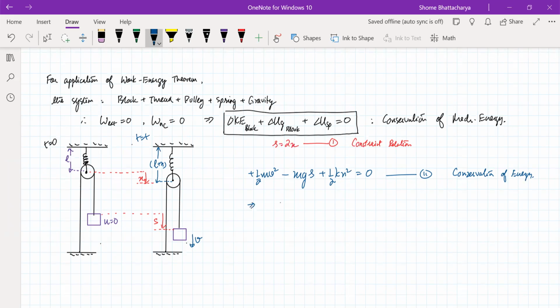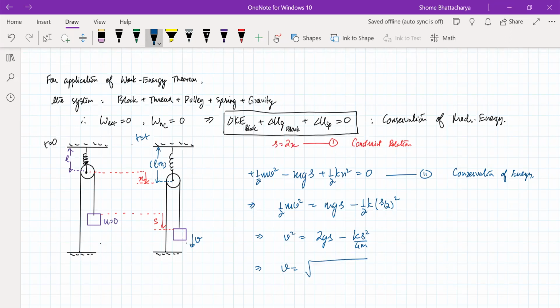Okay. So we substitute this over here. So half mv square becomes mgs minus half k. Now x will become, as you can see, s by 2 whole square. So we have v square is equal to 2gs minus ks square by 4m. Okay. So that's how we get v as a function of s.